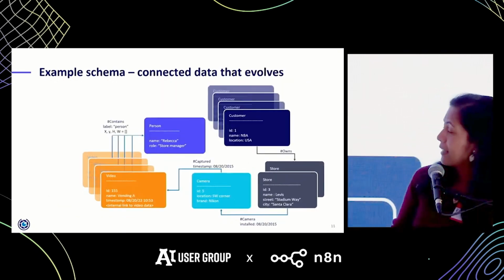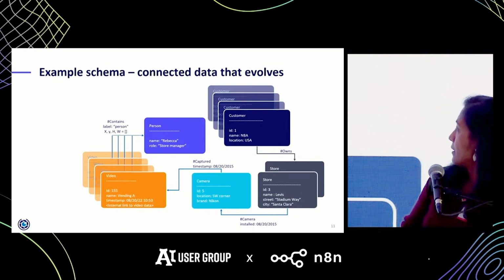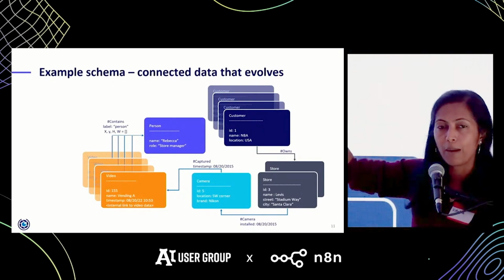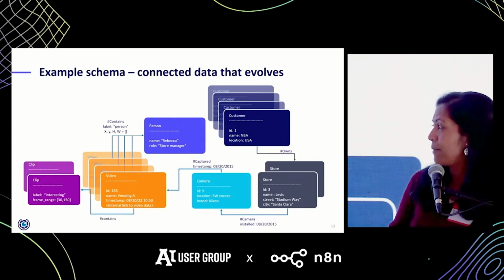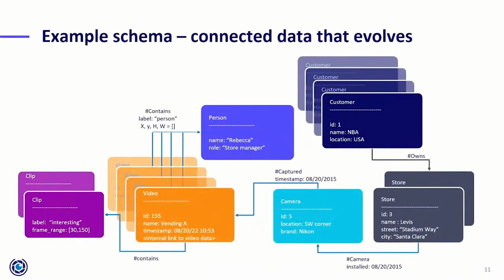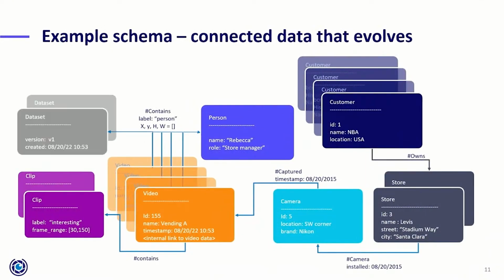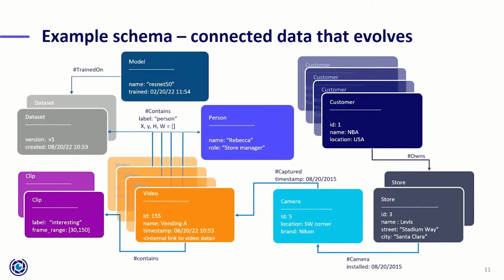Then let's take another example of retail. The customer walks into a store, you have cameras recording videos and stuff. Maybe you have interesting clips that you want to find out. When did someone pick up a cereal box? Maybe you want to create data sets that later on you're going to use to train your models.